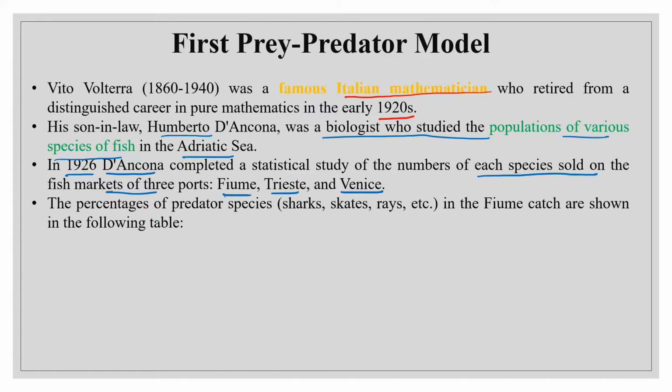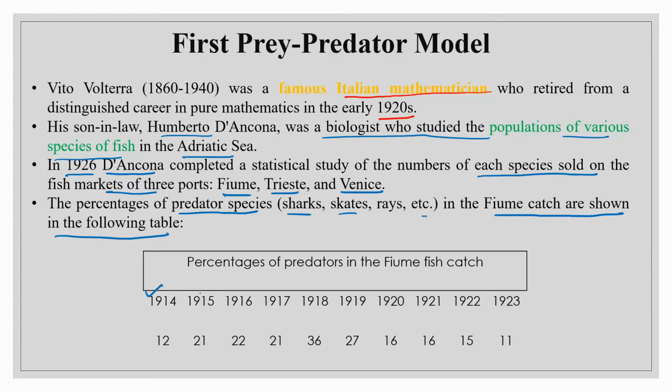The percentage of the predator species, sharks, skates, rays, etc. in the Fiume catch are shown in the following table. So this is the year and these are the percentages.